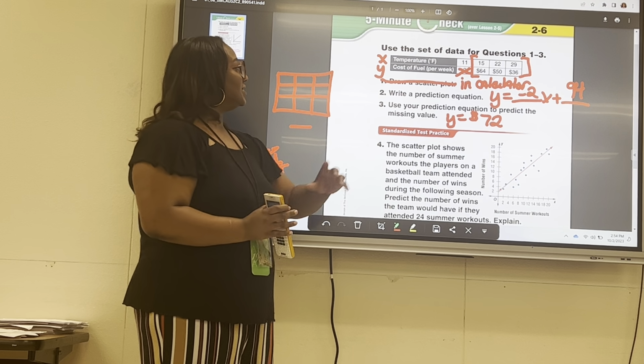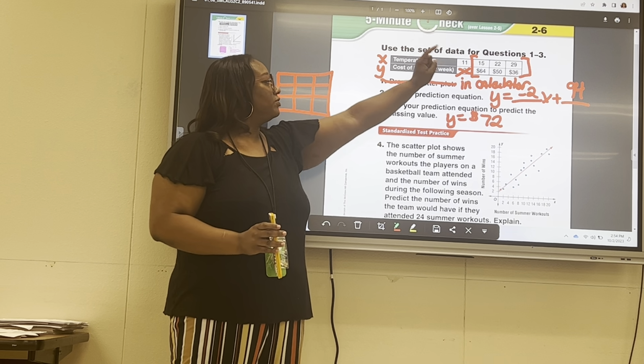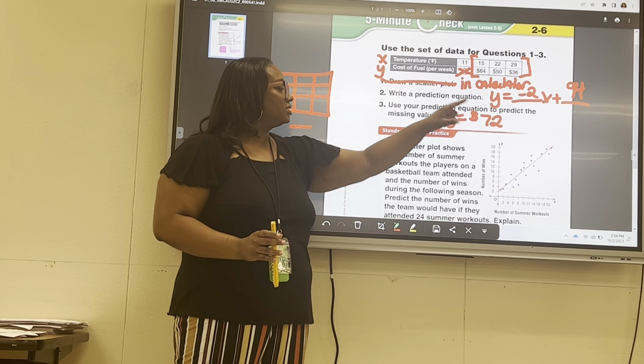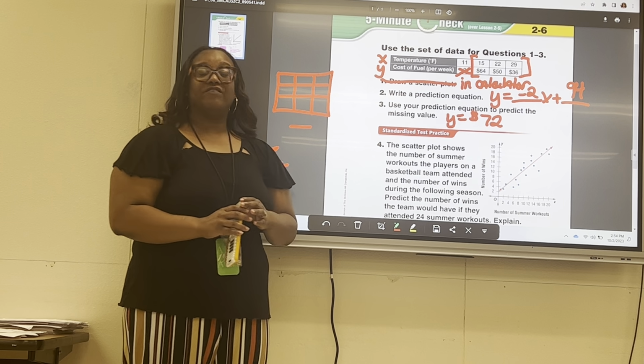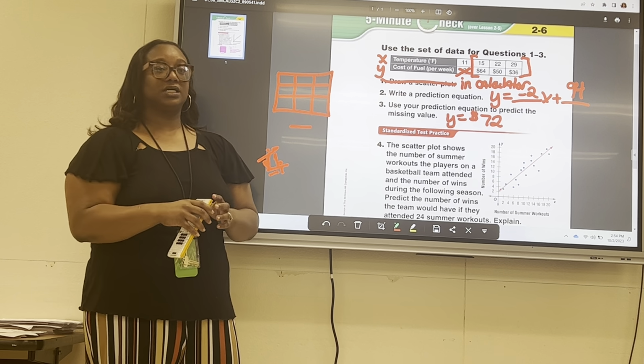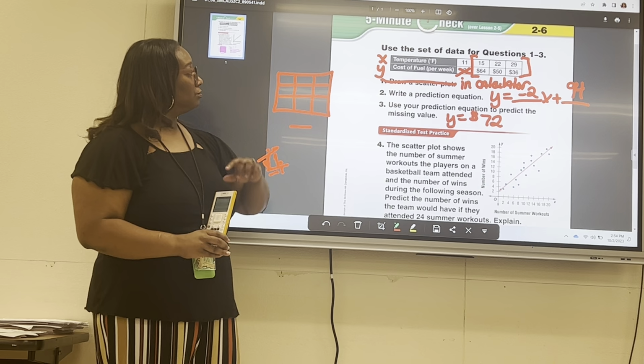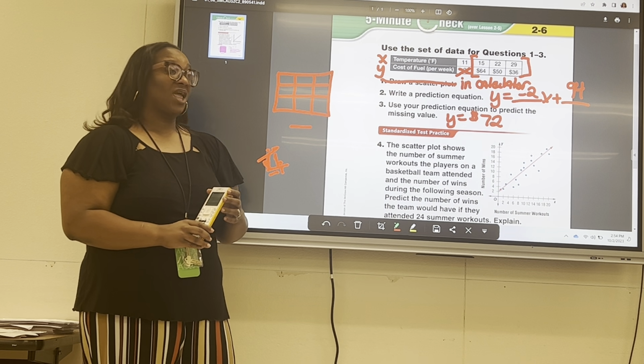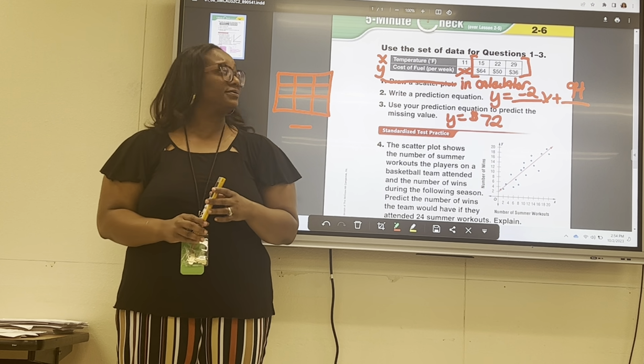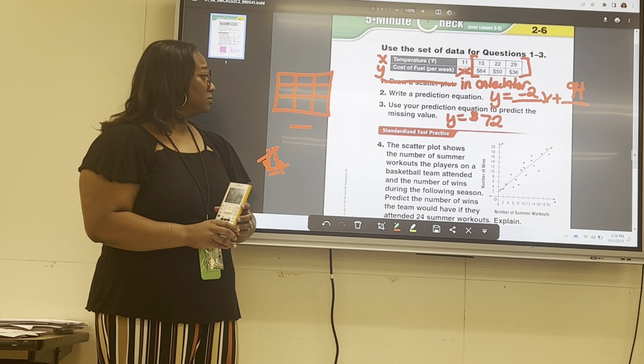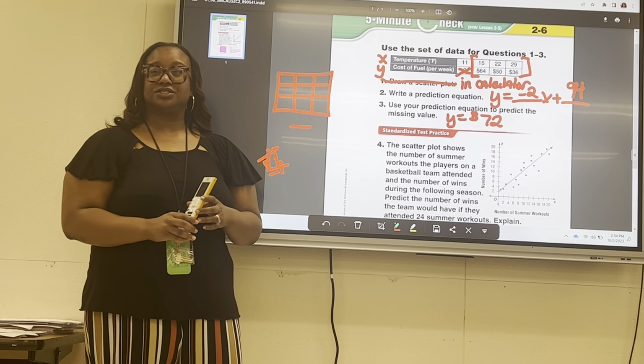So what that means is when the temperature is 11 degrees Fahrenheit, it would cost us $72 for that full week for us to get gas, to get fuel. All right, that's a lot cheaper than what it is nowadays. A lot. Any questions?